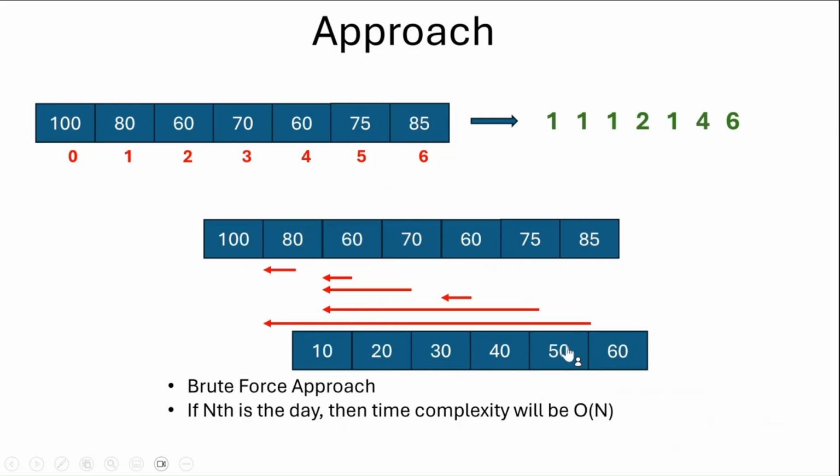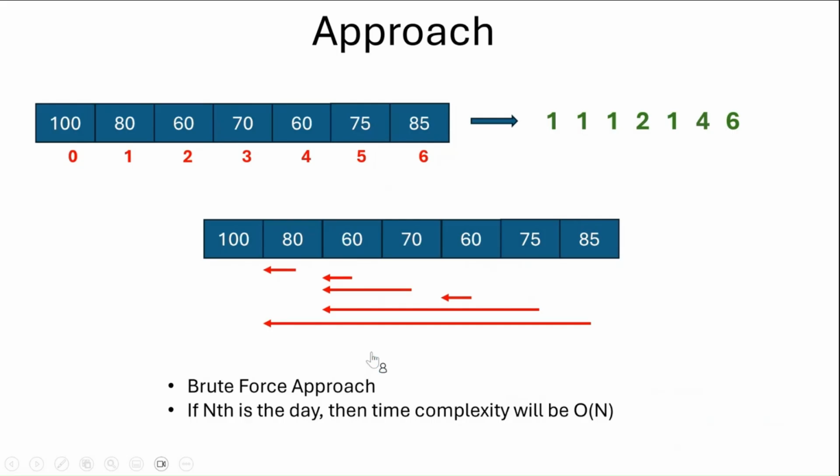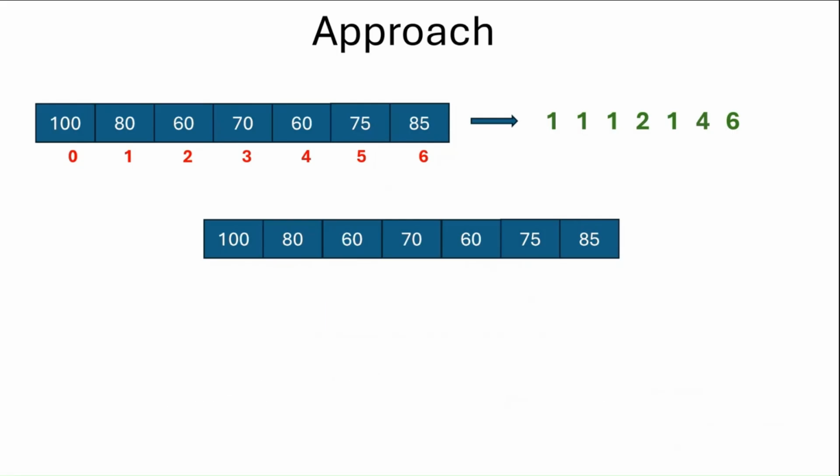And let's say we get the current price as 60, then we still need to go back to day 1 because stock prices are less than or equal to 60. So for this, the worst time complexity is O of n. N is the number of days. So how can we optimize this?